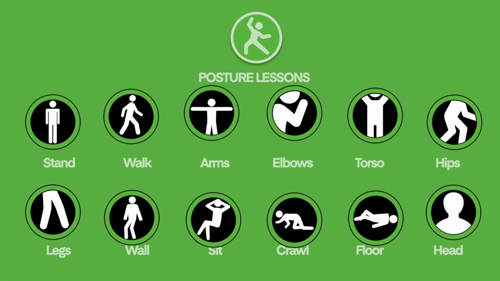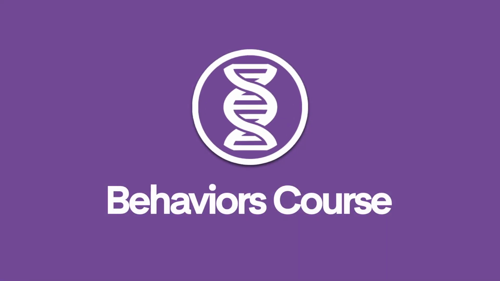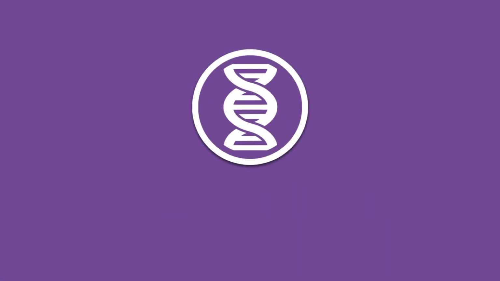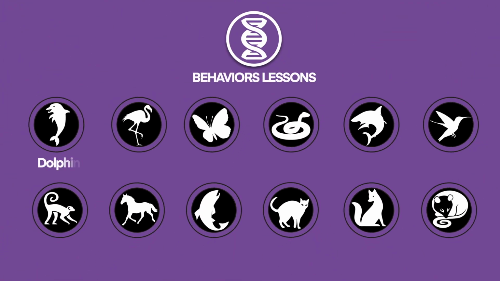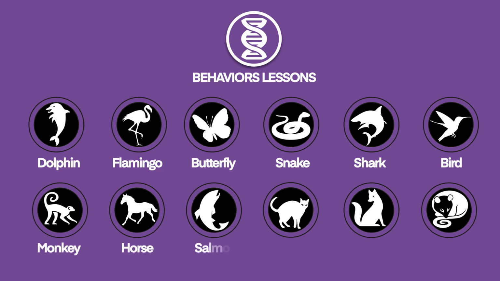The third course in the Body section is Behaviors, with its 12 lessons: dolphin, flamingo, butterfly, snake, shark, bird, monkey, horse, salmon, cat, fox, possum.